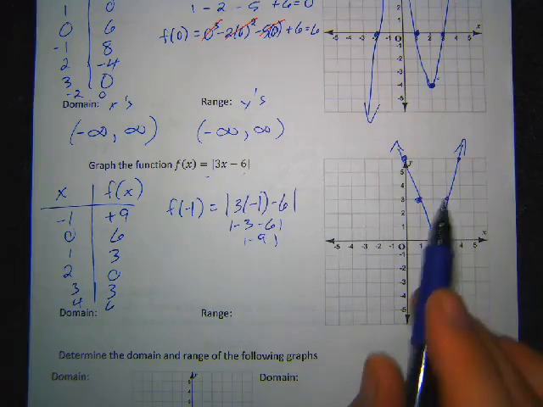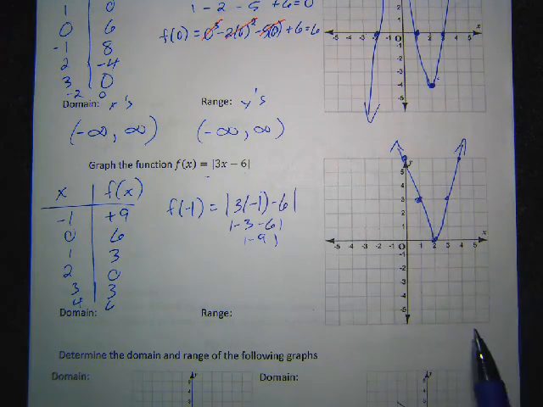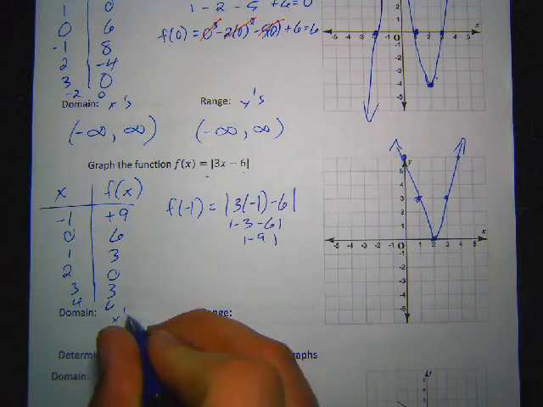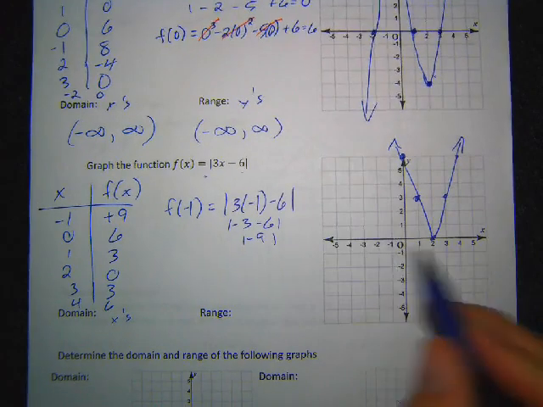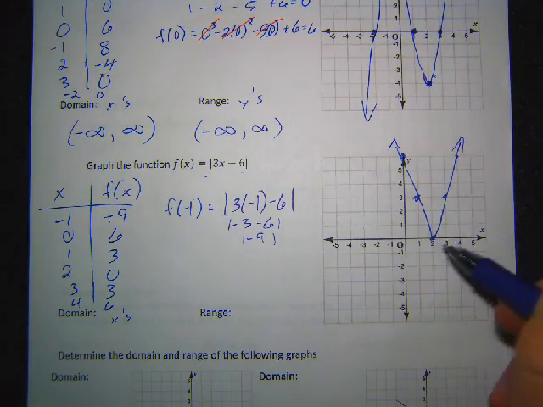Okay, so let's go back to domain and range for this function. Again, domain is the x's, right? Domain is the x's. So if I think about how far left and right does this reach? Again, I'm not talking about where it crosses the intercept.